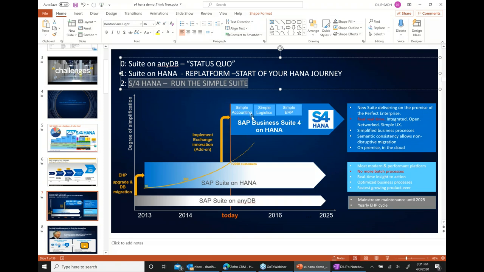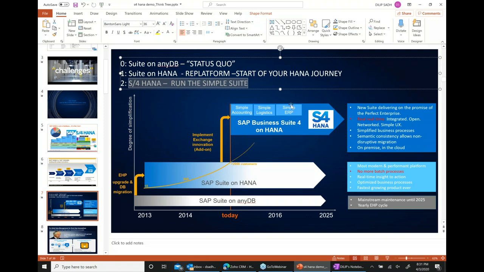now look at this very, very carefully. In fact, I don't like this picture, because the way it is being presented is actually misleading. It's not a correct presentation. But if you look here, SAP S/4 Business Suite, S/4 on HANA or S/4HANA, fourth generation ERP. You have an ERP, which is your ECC.